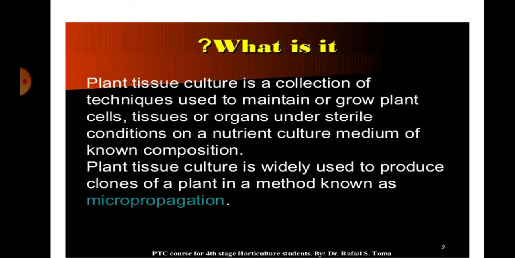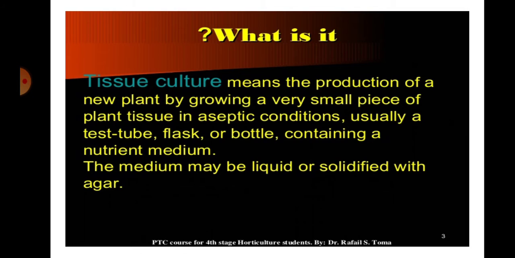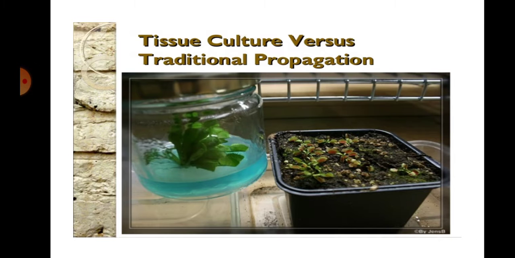Plant tissue culture is the collection of techniques used to maintain or grow plant cells, tissues or organs under sterile conditions on a nutrient culture medium of known composition. Plant tissue culture is widely used to produce clones of plants in a method known as micropropagation. Tissue culture means production of a new plant by growing a very small piece of plant tissue in aseptic condition, usually in a test tube, flask or bottle containing a nutrient medium. Then this is tissue culture versus traditional propagation.